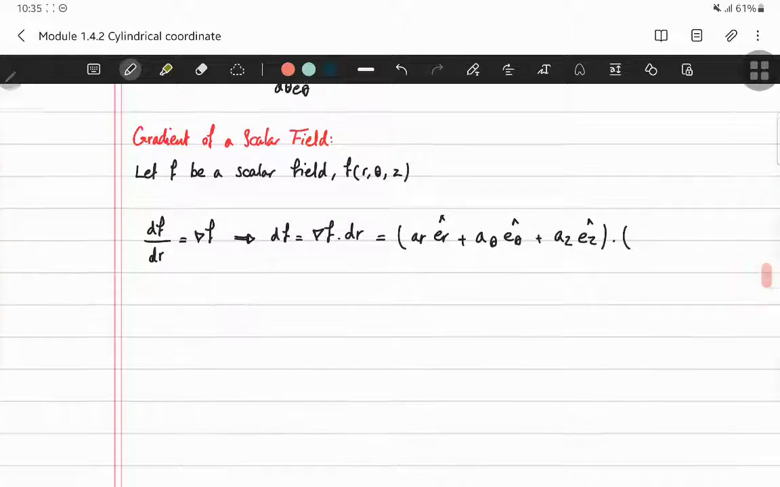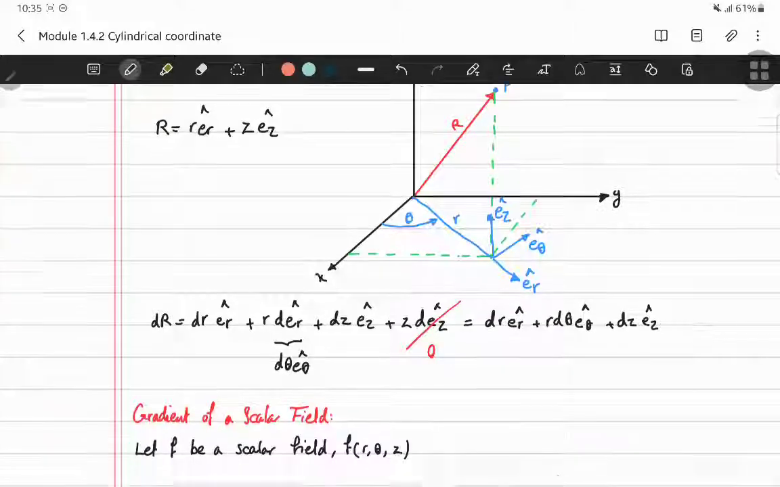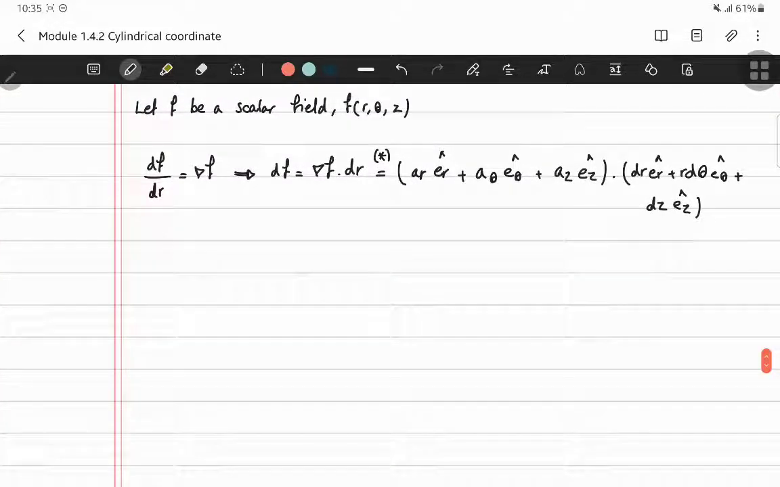dr here, which is essentially the derivative of this position vector, which I copy from above. I may call this one, or maybe a star. So I have dr e_r plus r d theta e_theta plus dz e_z. Perfect. So what I get is A_r dr plus A_theta r d theta plus A_z dz.